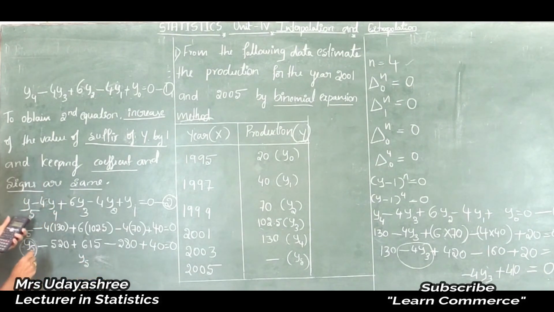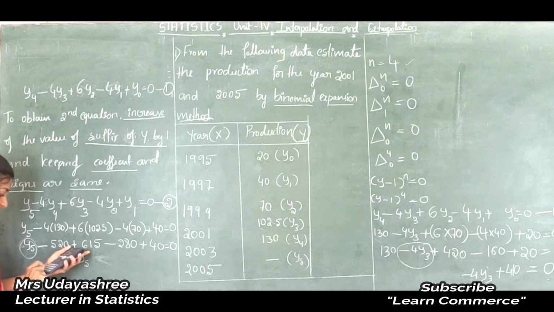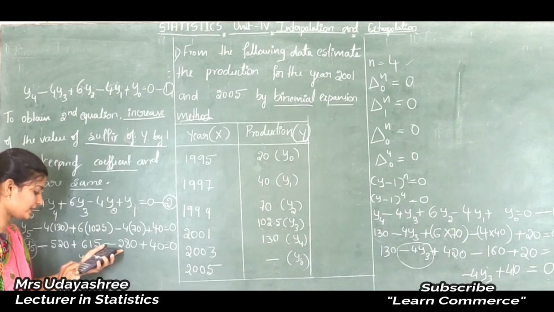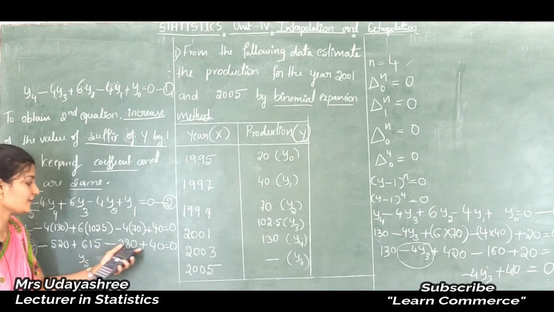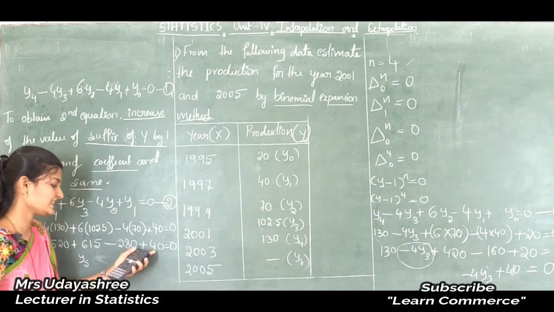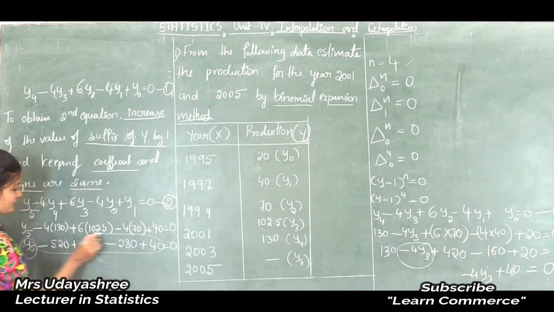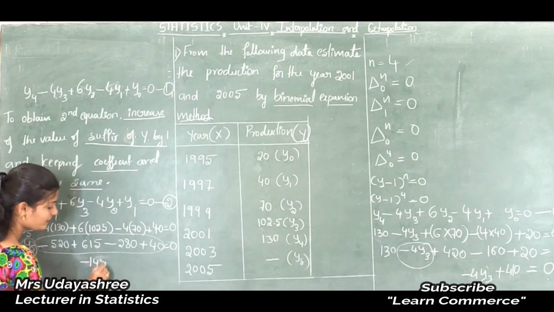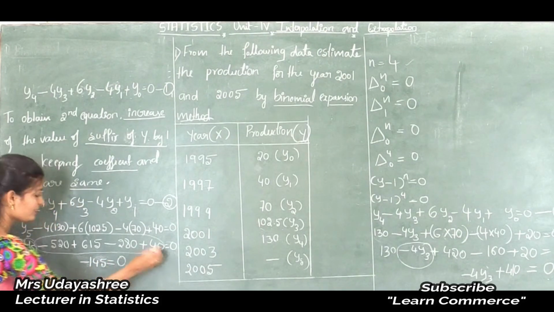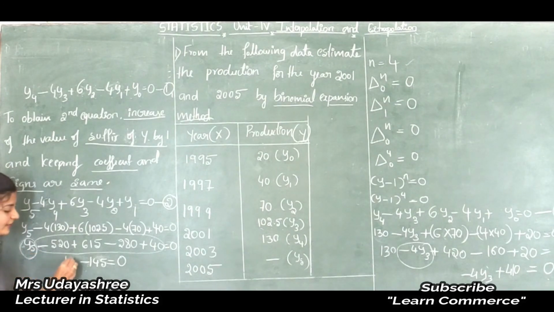The first is minus 520, next plus 615. So minus 520 plus 615 is 95. Next minus 280, that is minus 185. Next plus 40, that is minus 145. So after simplification we got minus 145, and the right hand side is equal to 0. And the remaining value is plus y5. So after simplification of this equation, we got y5 minus 145 is equal to 0.